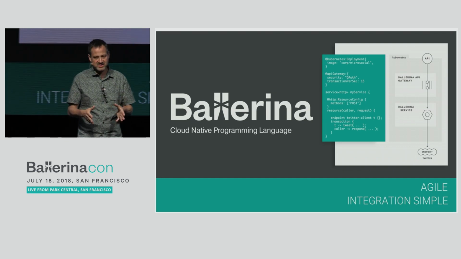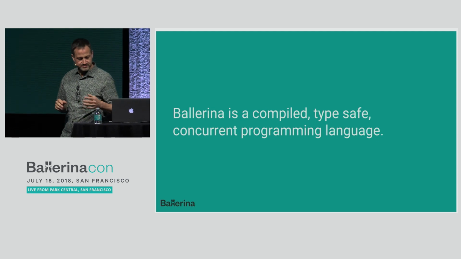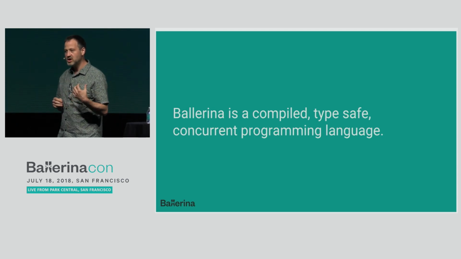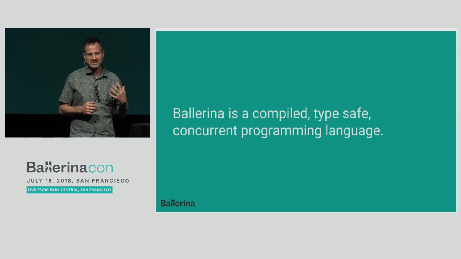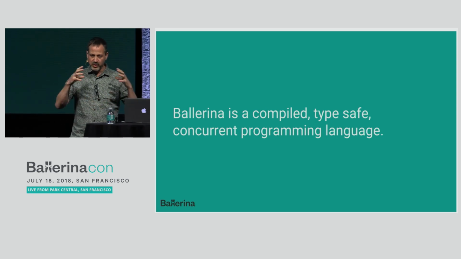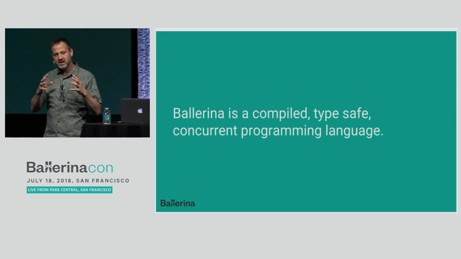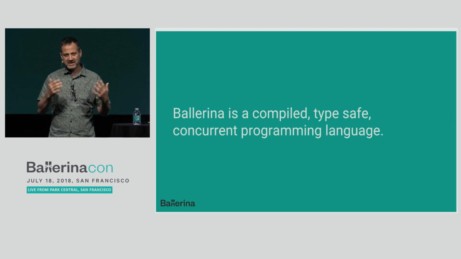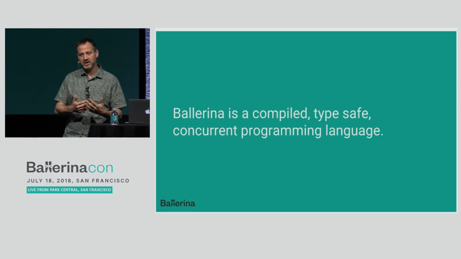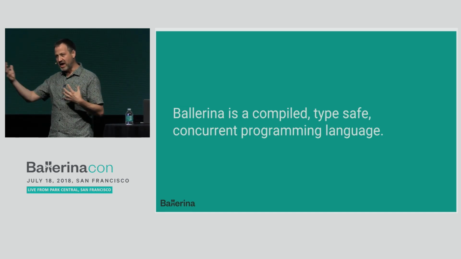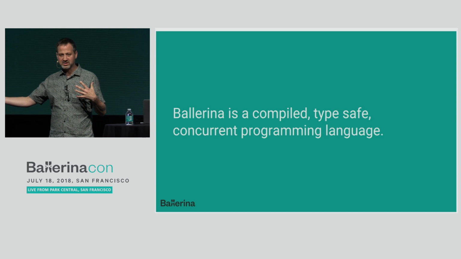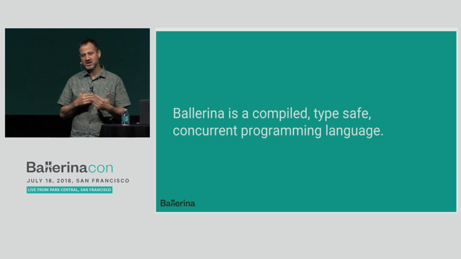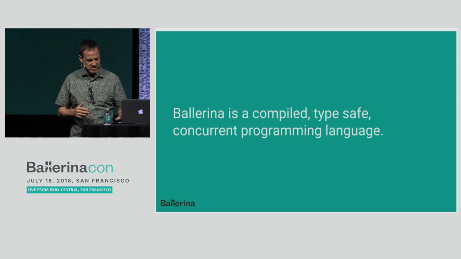We're trying to solve it by creating a language that's a compiled, type-safe, concurrent language that has integration primitives built into the language, that has a network-centric type system that understands XML, JSON, protobuf as native types within the system, that understands the error handling that you need in network and distributed systems, that has things like circuit breakers and transactions built in.